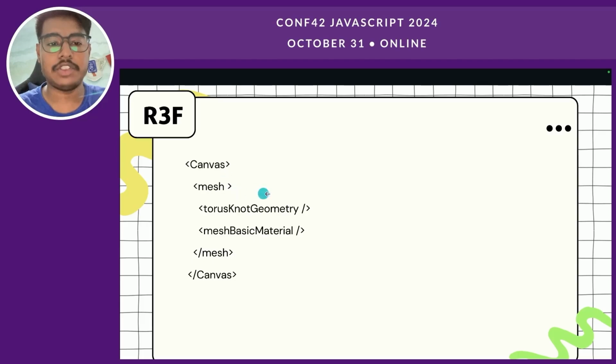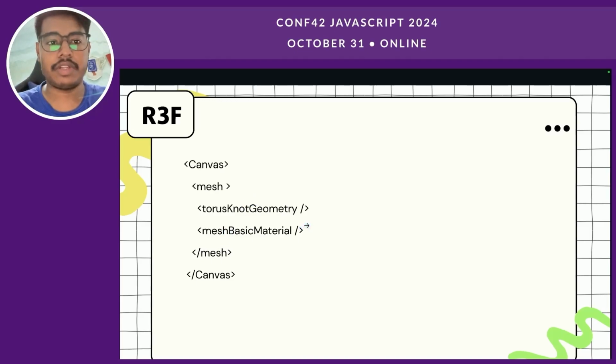Then we have our geometry. Torus knot is also a geometry that we'll see. And then we have our mesh basic material. We can wrap that with mesh, so mesh will automatically take this geometry and material, and it can serve as an object. We don't need to manually bind it to mesh. So let's see using an example.